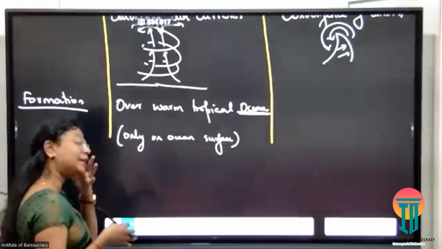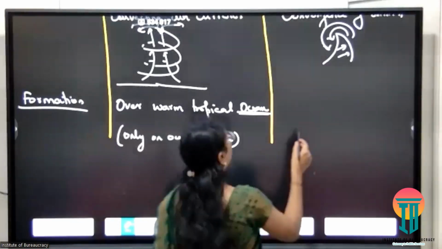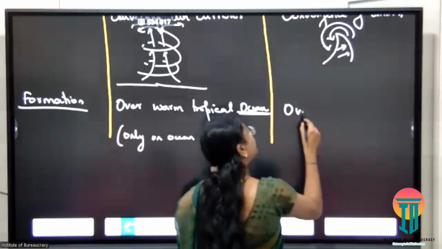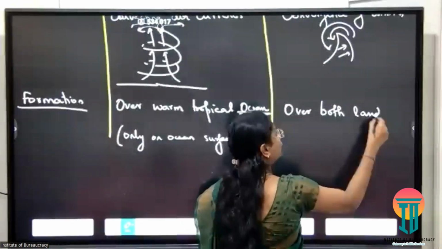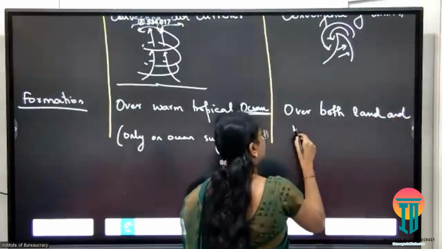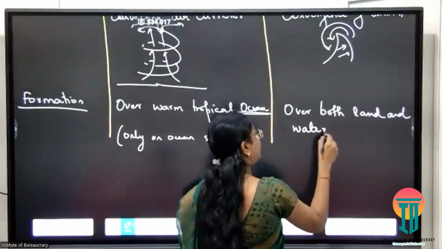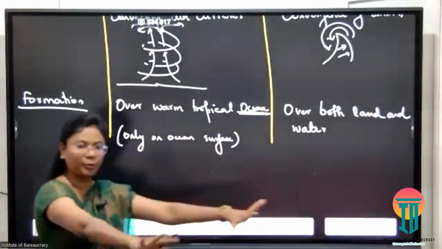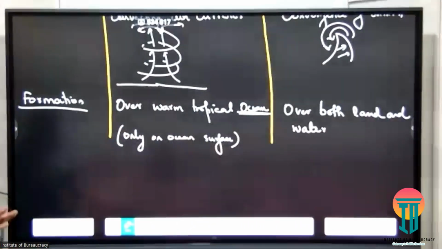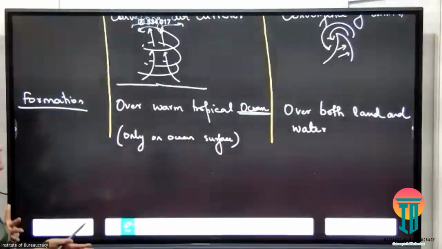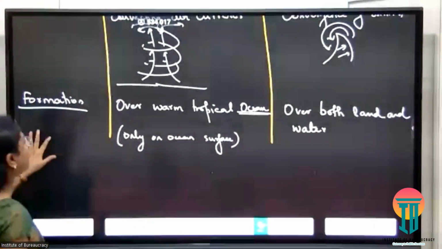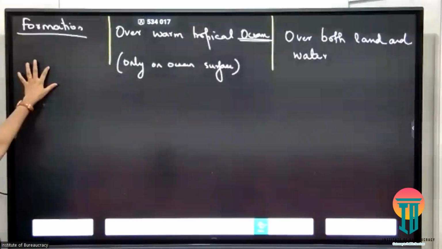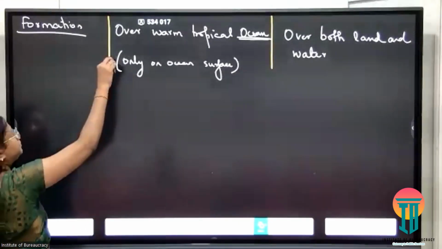What about temperate cyclones? They are formed over both land and water. They are very extensive. Air masses occupy a larger area: maritime air mass, polar air mass, and the continental air mass. Wherever the convergence happens, cyclones form there. So this is my formation.